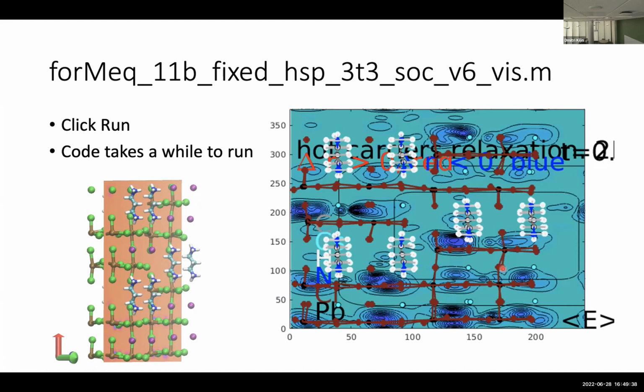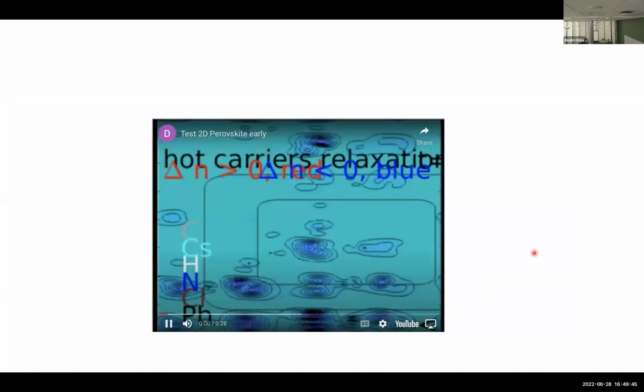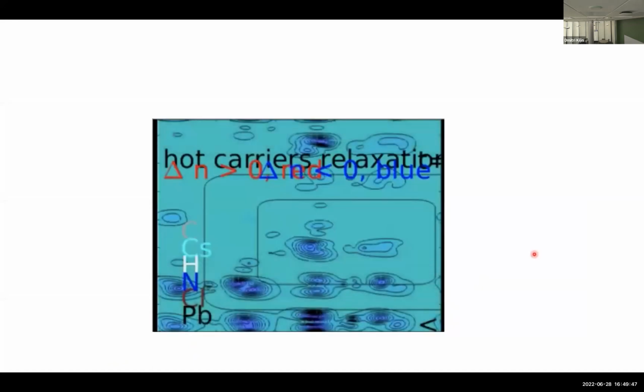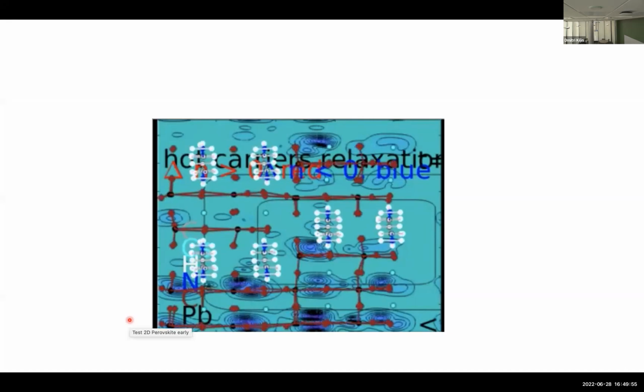So this is just a snapshot. It actually creates a video. And this was one of my more early attempts, so it has a bit of oddities going on. As you can see, it appears that the contour graph is actually moving and covering up atoms and uncovering atoms as it goes along.